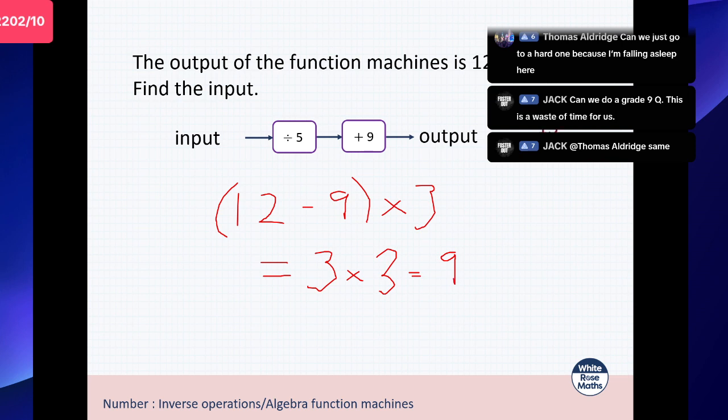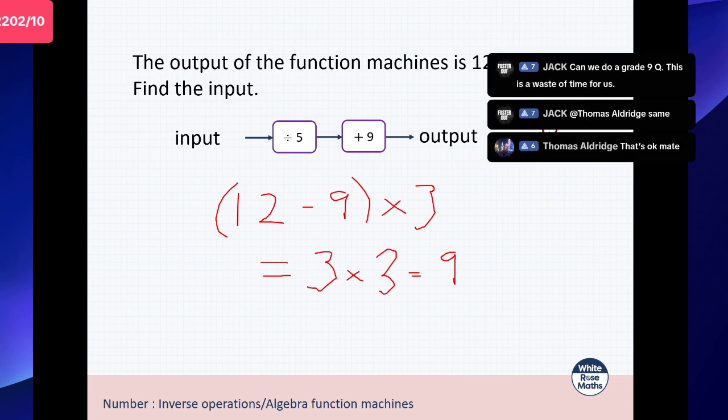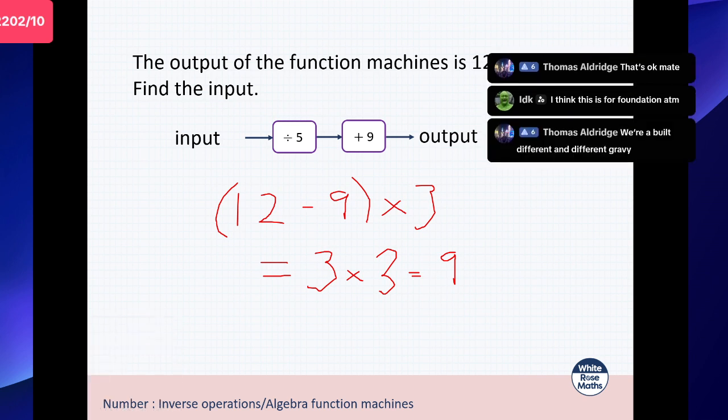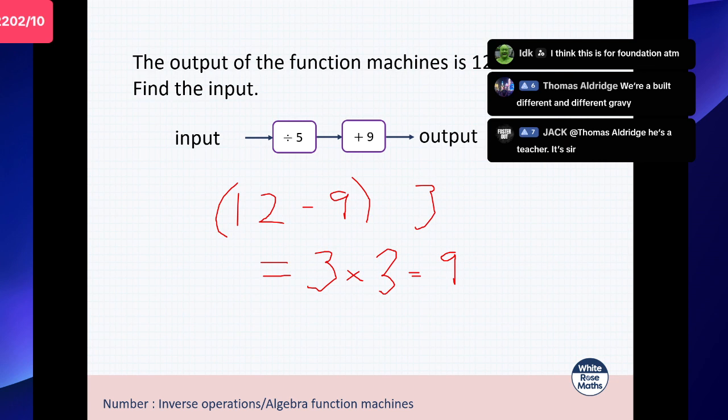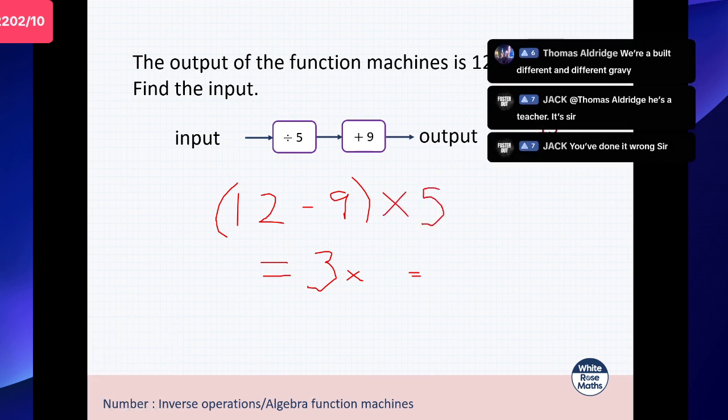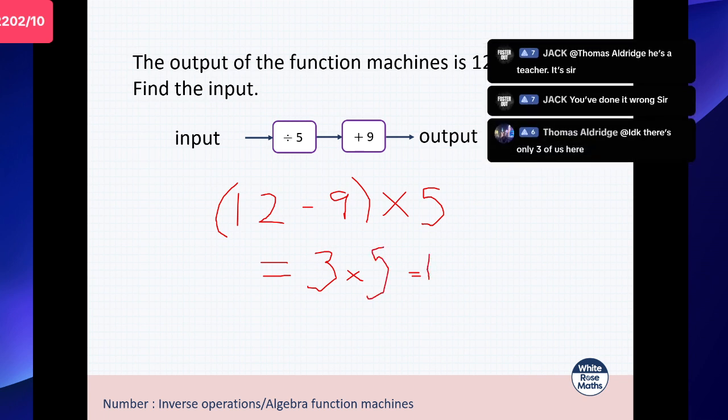It's going to be 9. Oh, wait, I've made a mistake, sorry. 12 times 5, sorry. It should be times 5, not times 3. That's my fault. I'm sorry, Jack. I apologize, Jack.